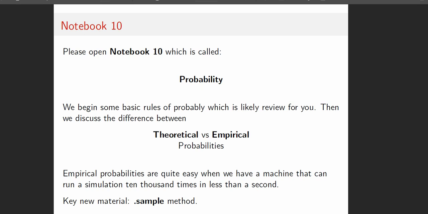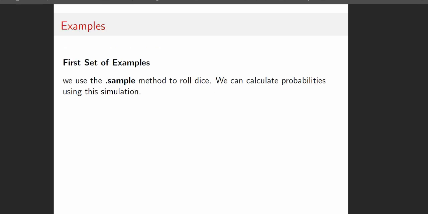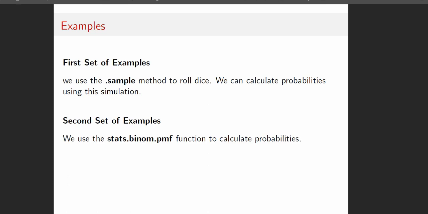All right. So we have a machine that can do these simulations pretty quickly. And so we'll learn about the new dot sample method. Now, before we jump into the notebook, let me tell you that we're going to use the dot sample method. It's a table method, and we're going to use it to create these dice rolling examples. And we'll calculate probabilities that way. And then the second set of examples, we're going to use the computer's stats.binom.pmf function.